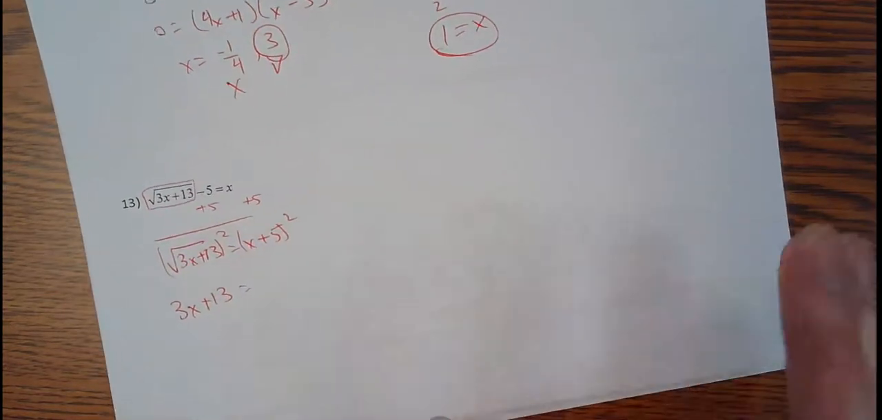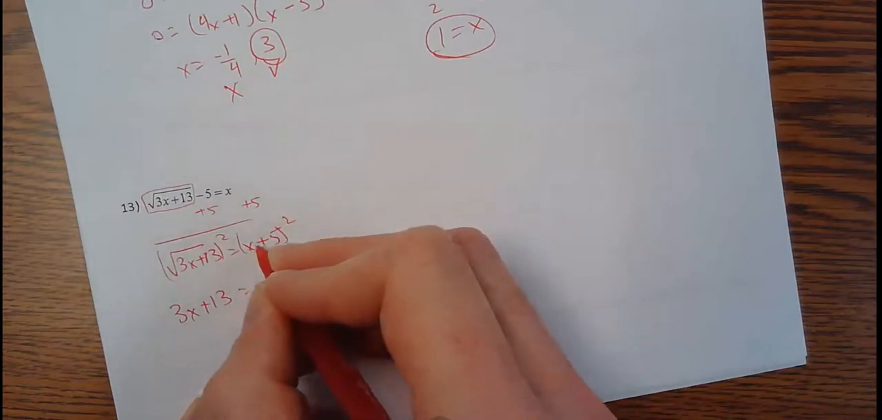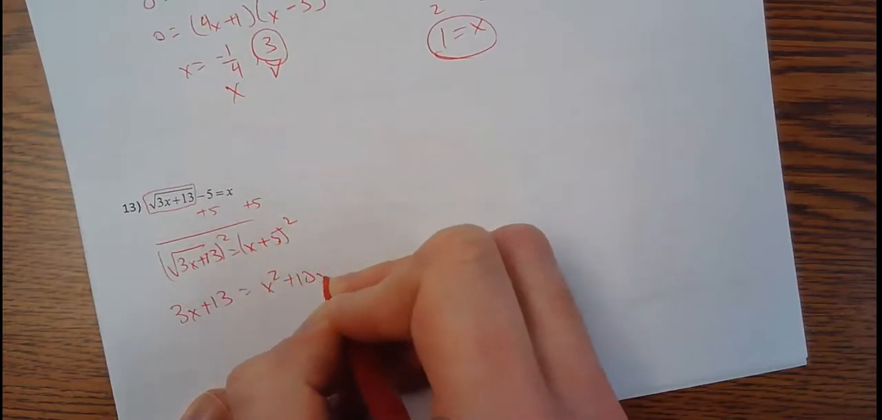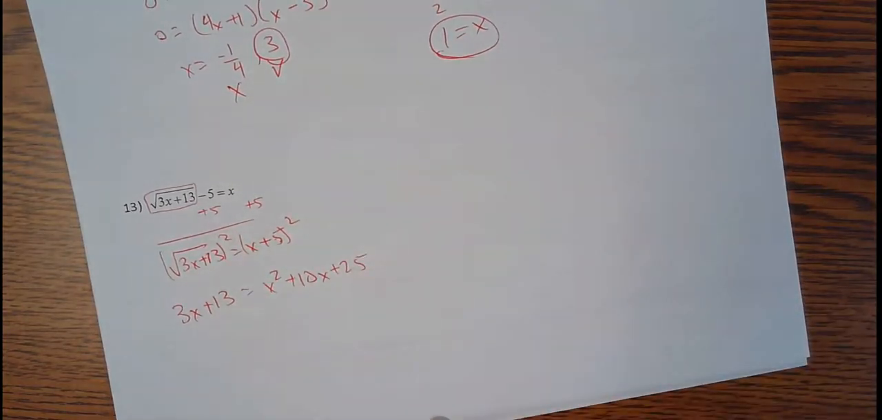Okay. If you like the shortcut, try it out here. So this would be first term squared, x squared. First times second is 5x, double it, so it would be 10x. And then last term squared is 25. Again, if you didn't get that, just write it twice and FOIL it out.